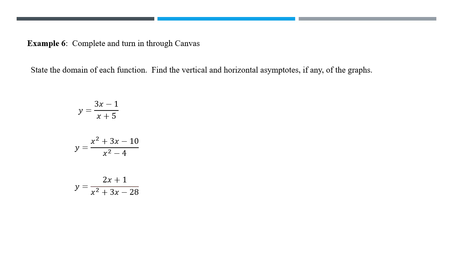All right, these are the 3 examples that you're going to complete and turn in to me through Canvas. For these 3 functions, start by stating the domain of the function, and then find the vertical and horizontal asymptotes. Good luck. Let me know if you have any questions.